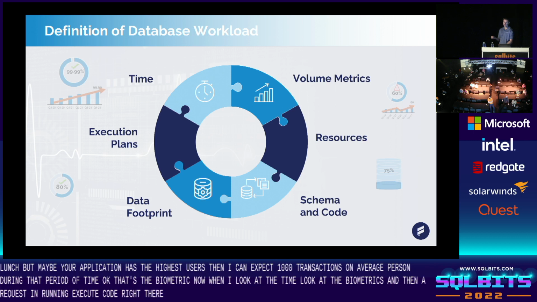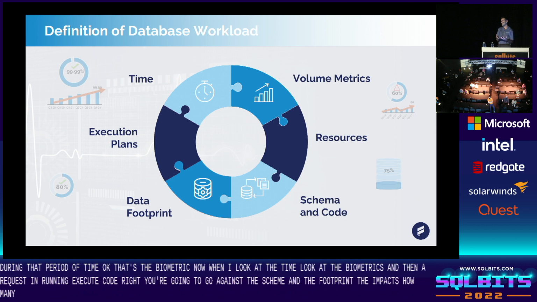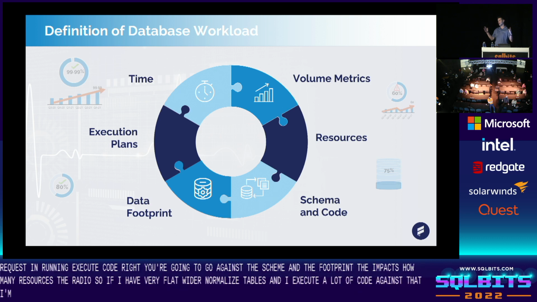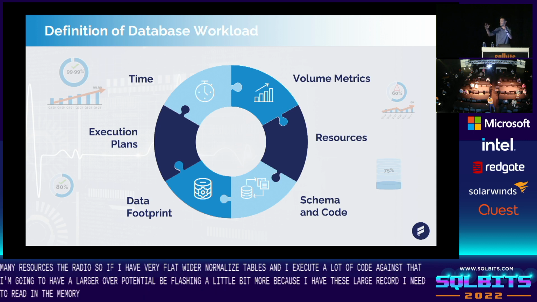They're going to go against the schema and the footprint, which impacts how many resources I use. If I have very flat, wide, denormalized tables and I execute a lot of code against them, I'm going to have a larger I/O footprint. I'm potentially going to be flushing memory a bit more because I have these large records I need to read into memory, which pushes other data out, right? That is determined by your schema.